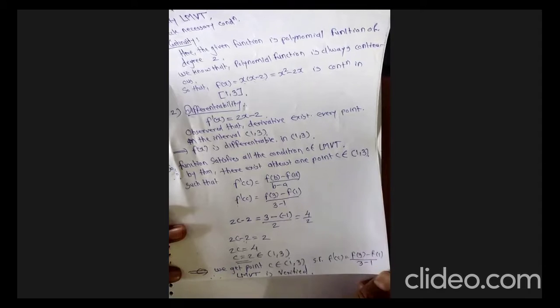So this way we check whether Lagrange's mean value theorem is applicable for the function. Here the function is given. First we check the continuity of the function and then the differentiability of the function. If these two conditions are satisfied, then we definitely get a point C which belongs to the open interval (1, 3) and satisfies this condition.